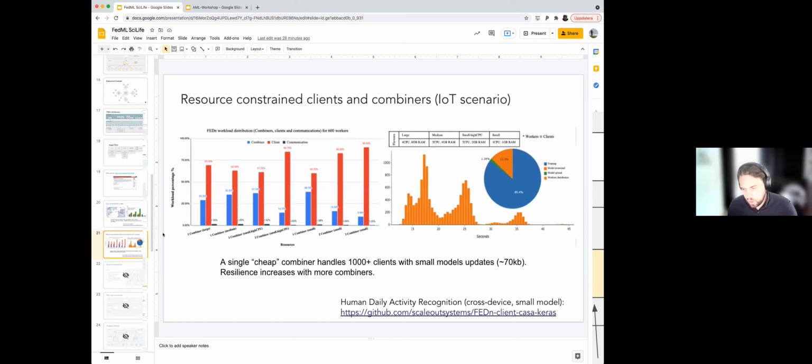But you can also look at the case of very small models and very, very many clients, in a resource constrained setting. So this we also did. And this is interesting for IoT applications, Internet of Things, where we show that you can also handle thousands of clients on a single resource constrained combiner if the model updates are small. And we have done a lot of work, of course, on the implementation and architecture, but we also get a lot of performance from gRPC, which turns out to be a very good choice of framework for implementing this type of system.